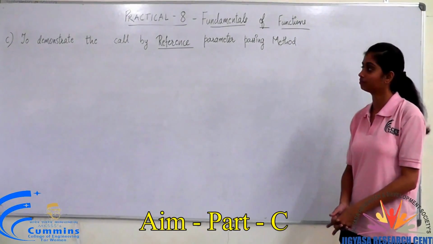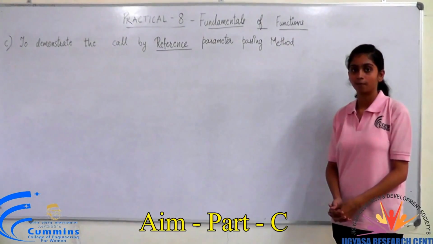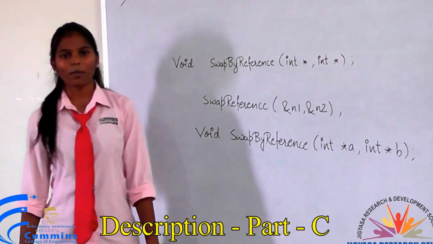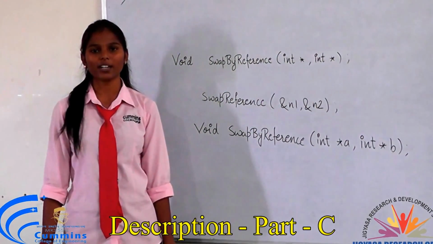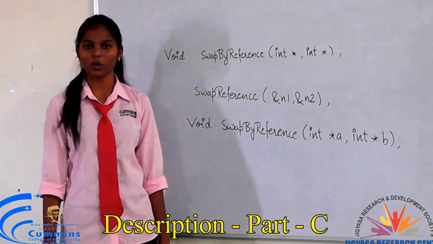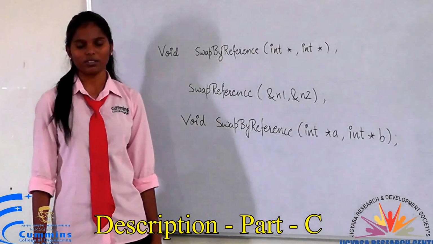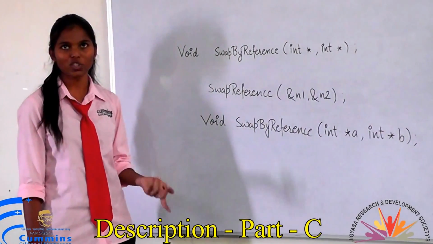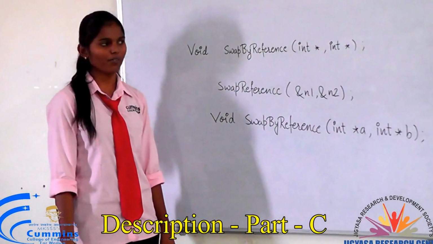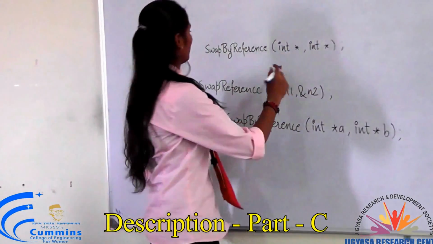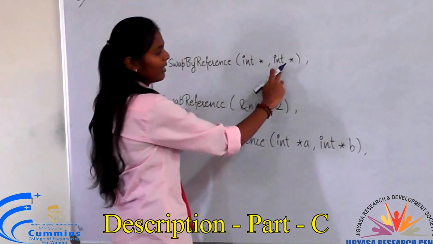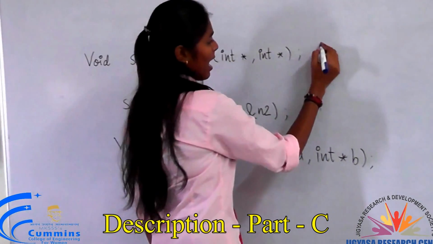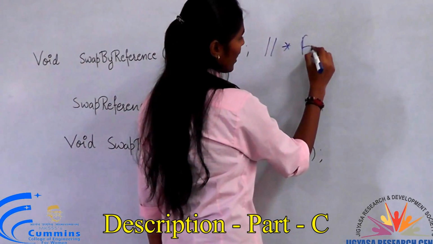The aim of the experiment is to demonstrate the call by reference parameter passing method. In call by reference, the location or the address of the actual argument is passed to the formal argument of the called function. This means by accessing the actual argument, we can alter it in the called function. Here, void swap by reference, int star. Star is the pointer which will give the address, and this is the function declaration.